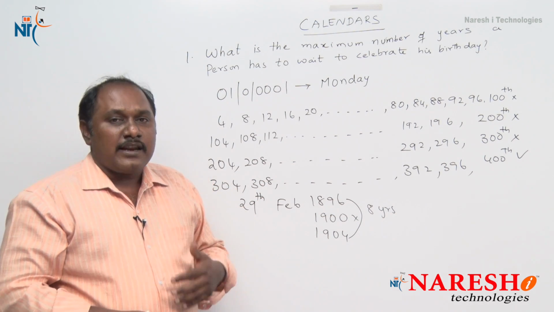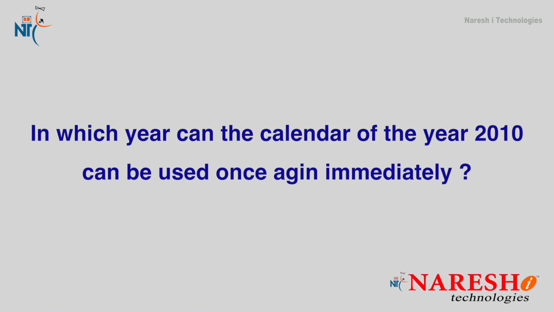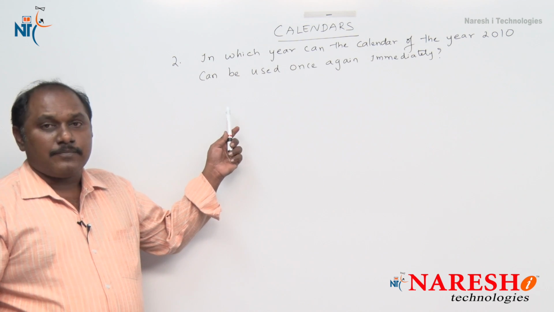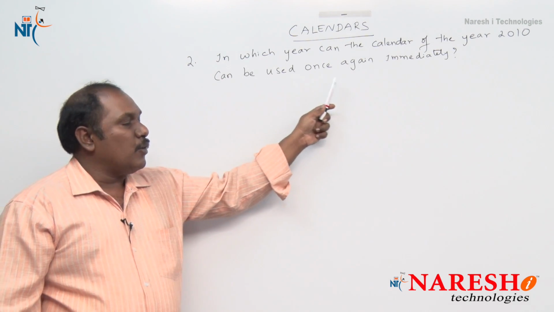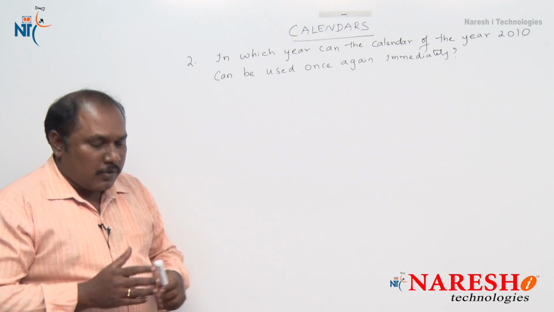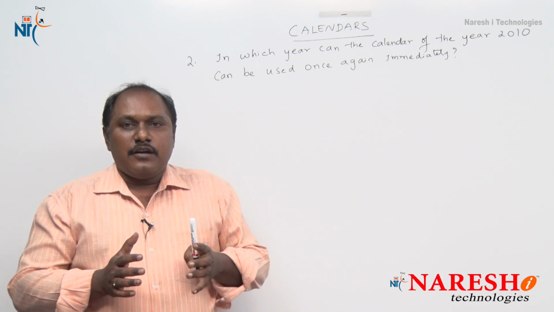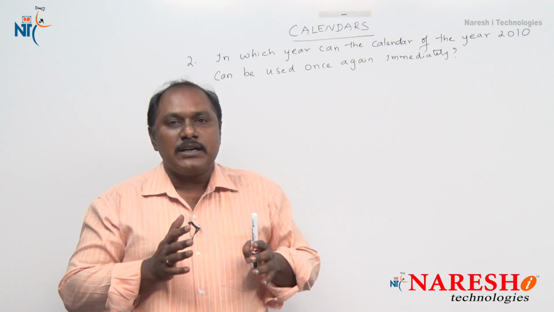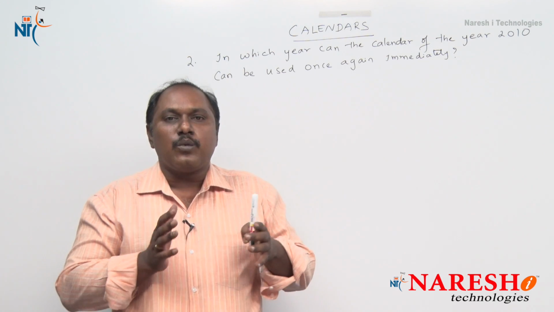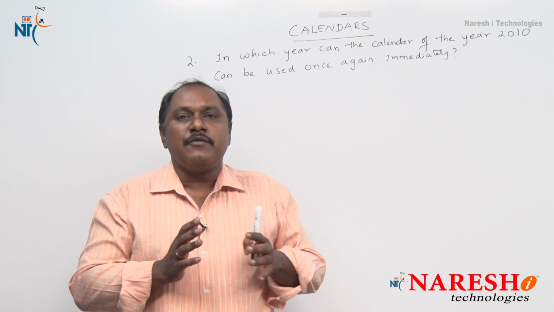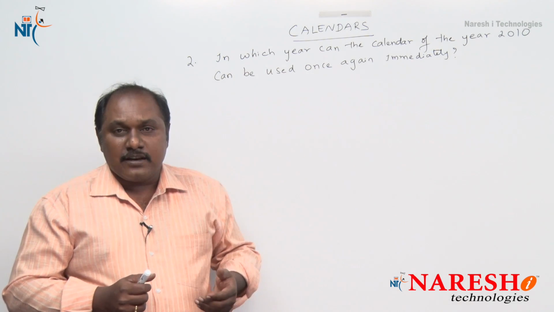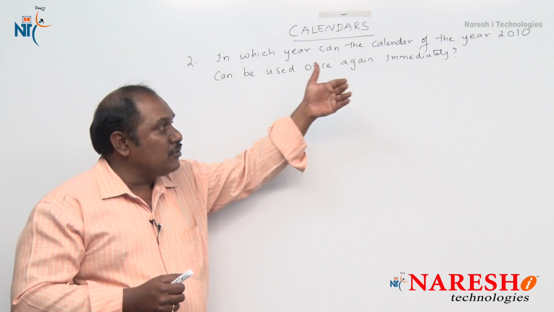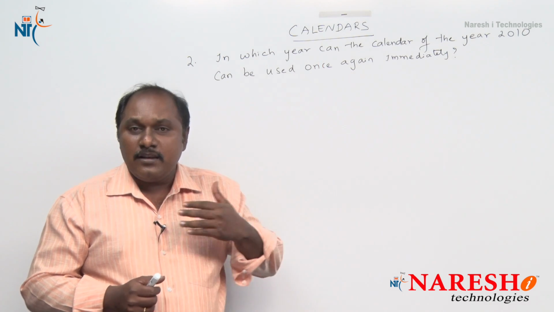Now let us discuss the next question in this chapter. The second question: in which year can the calendar of the year 2010 be used once again immediately? If we have a calendar of the year 2010 and we want to use this calendar once again, then in which year can we use it? What is the concept behind using a calendar once again? What is the condition to use this calendar 2010 once again?